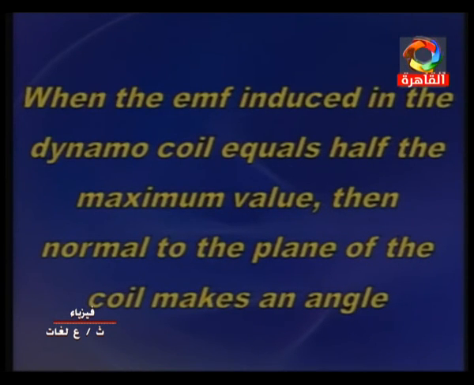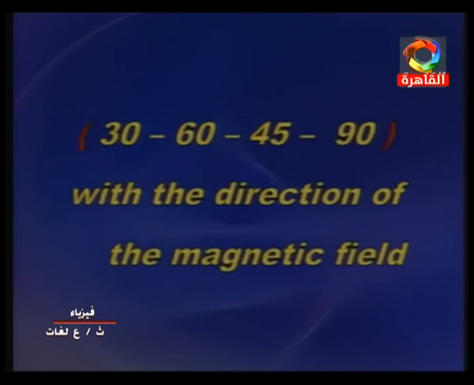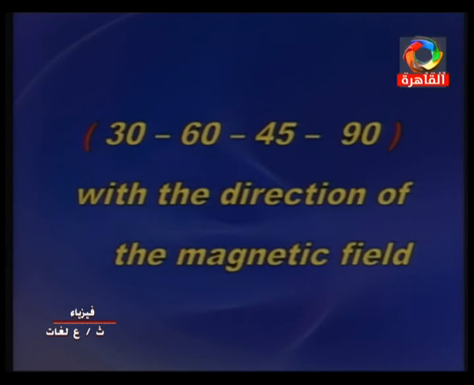Choose. When the EMF induced in the coil of the dynamo equals half the maximum value, then the normal to the plane of the coil makes an angle: is it 30, 60, 45, or 90 with the direction of the field? Normal, of course, makes an angle 30. If it is the plane itself, it will make an angle 60. Normal to the plane makes an angle 30 when the instantaneous EMF is equal to half the maximum.